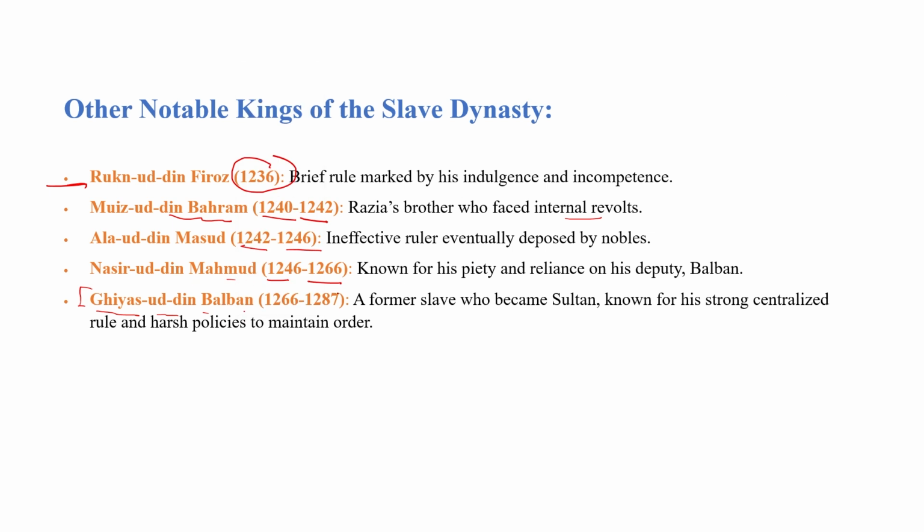In the next slide, we have to discuss Balban, as he was the powerful ruler. We do not need to read much about these four rulers, as there are no information sources related to these four kings. Balban was a slave during the time of Iltutmish, and later he became the Sultan. So a former slave who became Sultan, known for his strong centralization, rules, and harsh policies to maintain order.